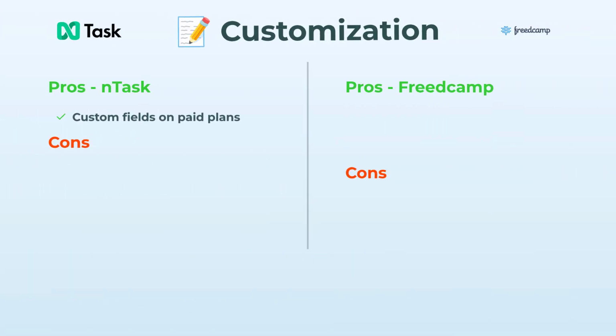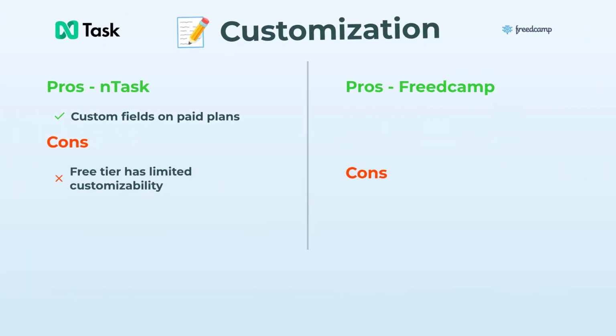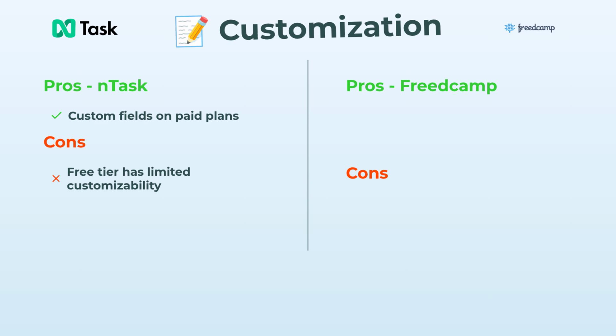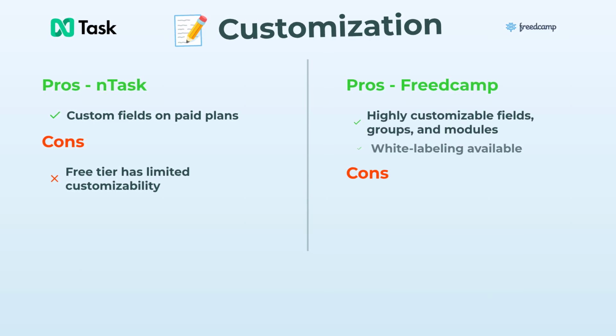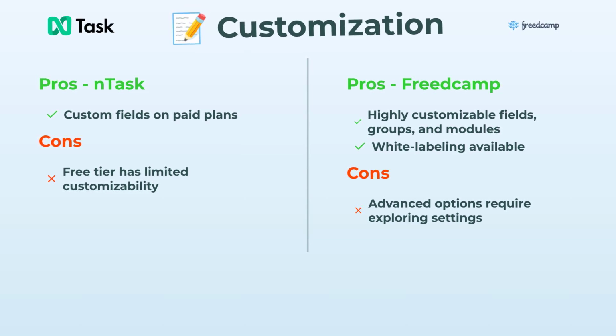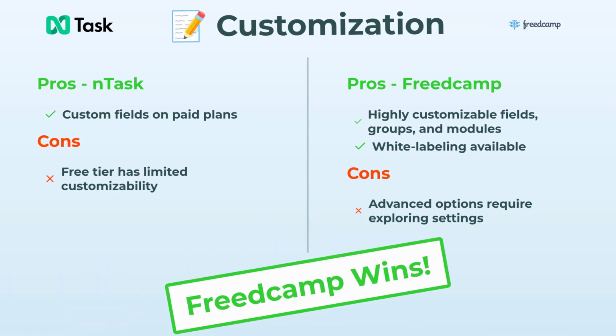And now, customization. nTask has some custom fields and paid plans, but if you're totally on the free version, your options are kinda limited. Freedcamp though, wow, you can basically make this tool your own. Custom fields, white labeling, modules, the options are almost endless, but you'll need to spend some time digging in the settings. Still, if you want something flexible, it's the clear winner.